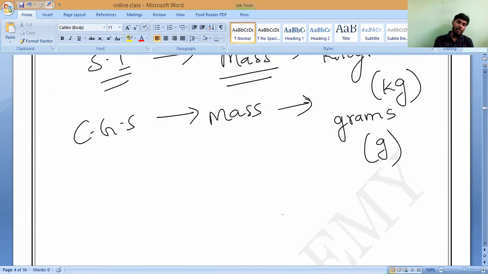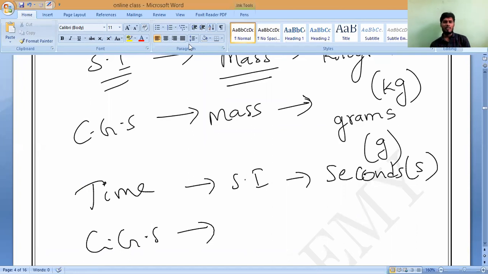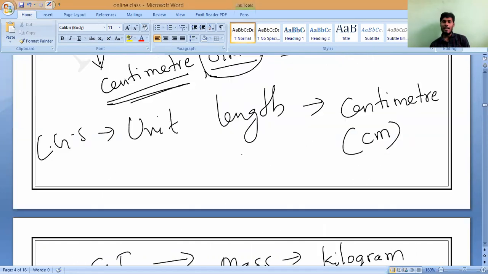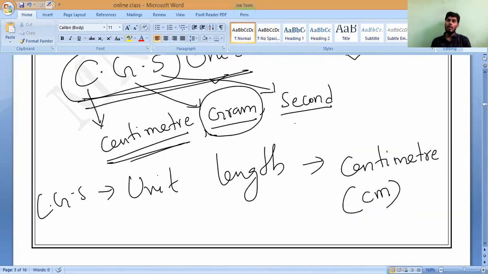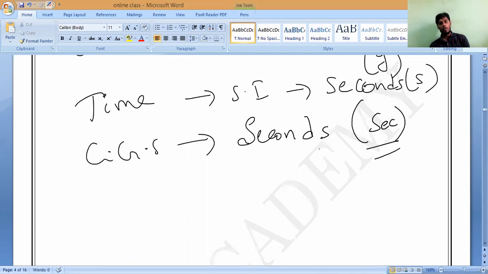Next, time. What is the SI unit of time? Seconds. Understand? What is the CGS unit? CGS unit is also seconds. Time always has the same unit. Whether you go to America, India, or anywhere, time is always measured in seconds. That is what we should remember. Seconds, which we represent with s or sec. Please, all of you, note it down.